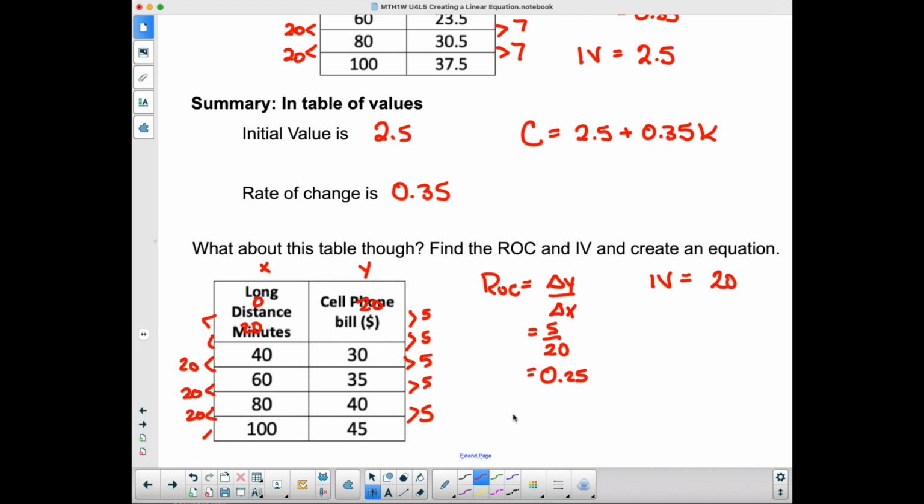That means that our cell phone bill costs $20 to start with, and we are going to increase that by 25 cents for each long distance minute.